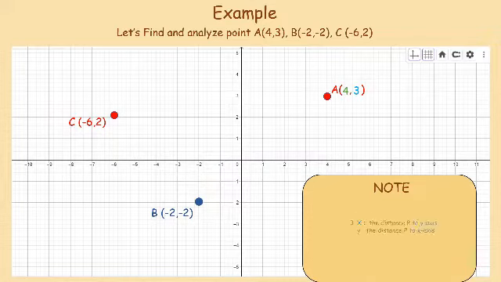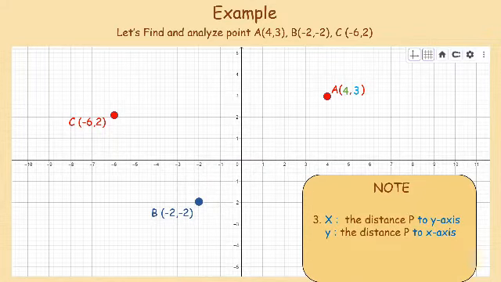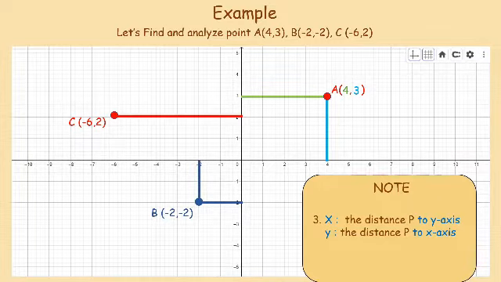The third one. X-coordinate determine the distance of the point from y-axis. Y-coordinate determine the distance of the point from x-axis. For example, the position of point A is 4 units from y-axis and 3 units from x-axis. The position of point B is 2 units from y-axis and 2 units from x-axis. The position of point C is 6 units from y-axis and 2 units from x-axis.